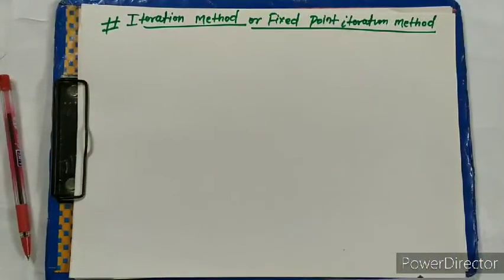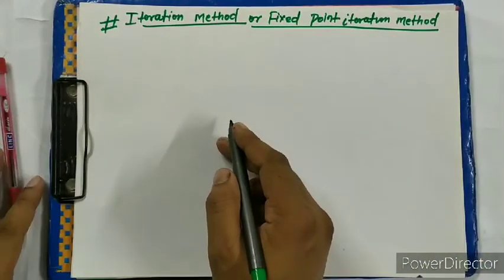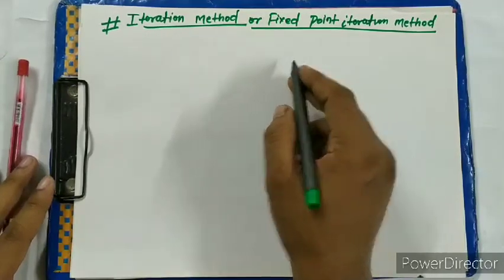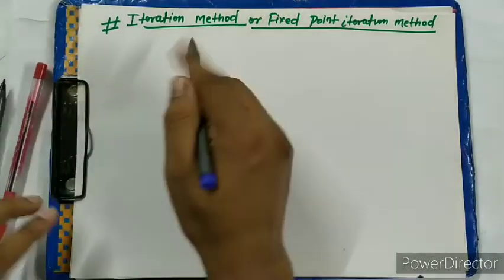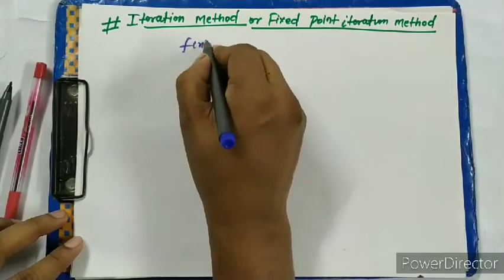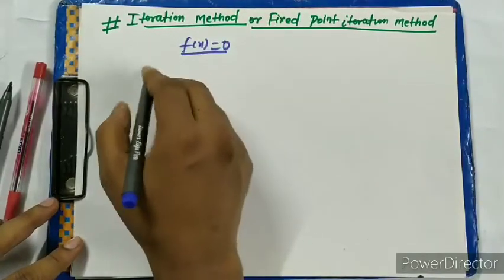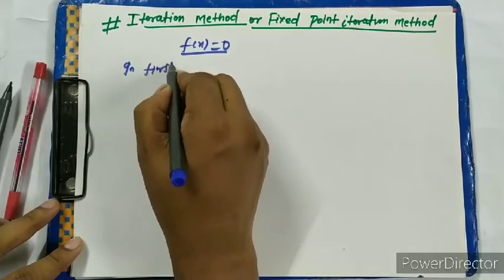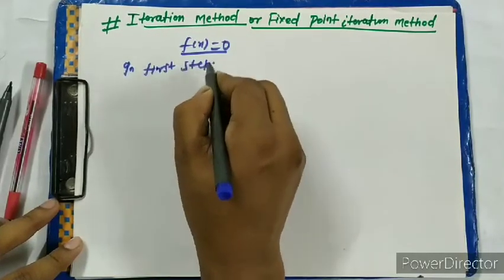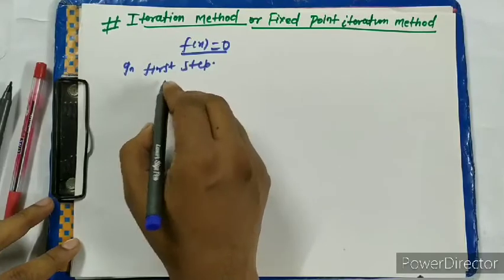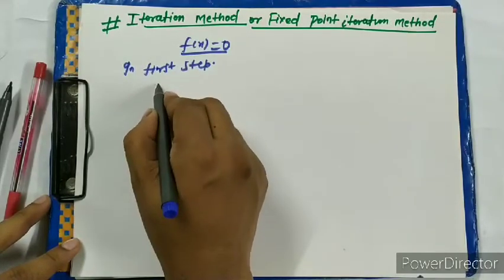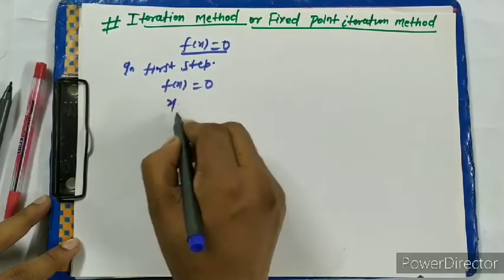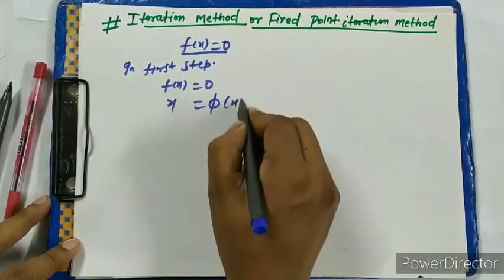Hello students, today we will talk about the iteration method, which is also known as the fixed point iteration method. So suppose we have a function f(x) = 0. What do we do in the first step? First of all, change the function into an equivalent form. f(x) = 0 can be written as x = φ(x).